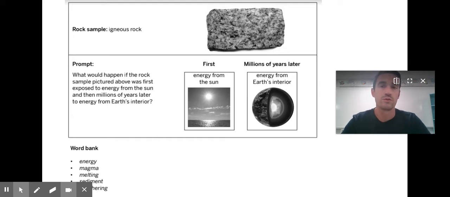Okay, so we've reviewed some of the processes that form sedimentary and igneous rock. We've looked at where that energy comes from and how they can change from one to the other. So we're going to go back to the cards that we looked at in the very beginning for our do first and try and write a written argument about what might happen to a rock if it is exposed to energy from the sun or Earth's interior over millions of years.